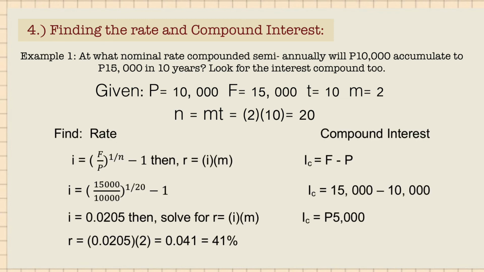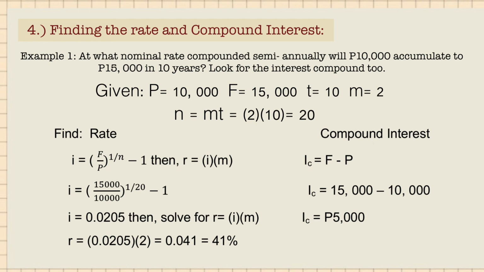Now let's find the rate. With the formula I equals open parentheses F over P close parentheses raised to 1 divided by N, minus 1, then R equals I times M. So that's I equals open parentheses 15,000 over 10,000 close parentheses raised to 1 divided by 20, minus 1. So that equals 0.025. Then solve for R equals I times M. So that's R equals 0.025 times 2 equals 0.04, which is 4%.